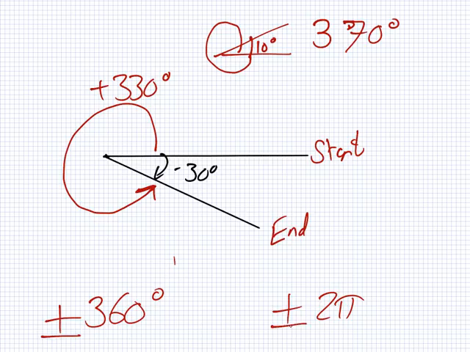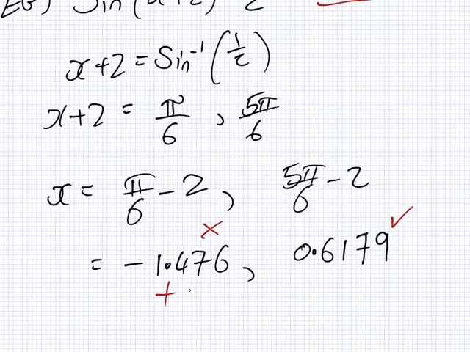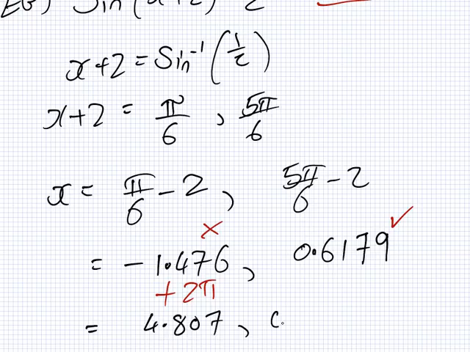And the problem is, this one is okay, it's inside, but this one is not okay. So we fix it by just adding 2 pi to it. And what do we get? 4.807, and the other one is still the same. Radians. Okay, so now it's getting a bit more complicated. So if we can write this one down, please.